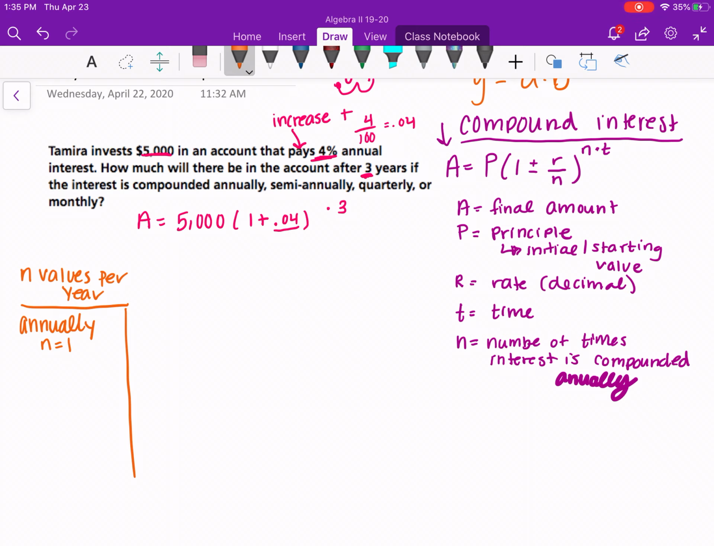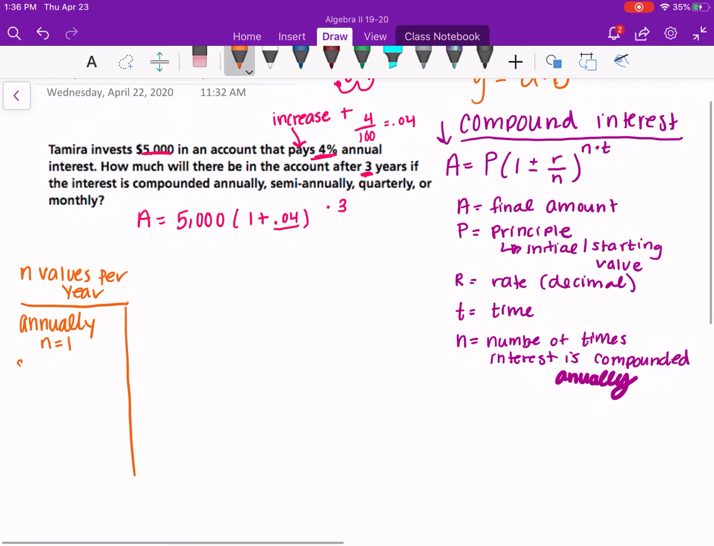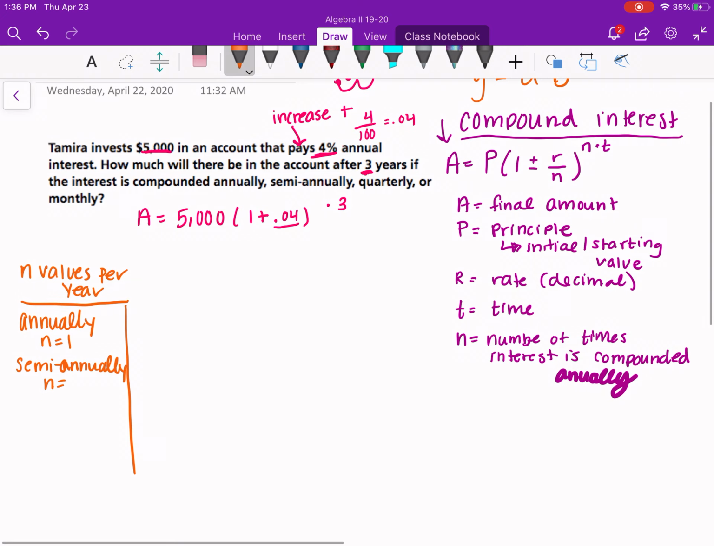Annual happens one time a year. So if the interest is compounded annually, then it's compounded once. If the interest is compounded semi-annually, that means that it happens twice. So if the interest is compounded semi-annually, it's compounded twice in a year.